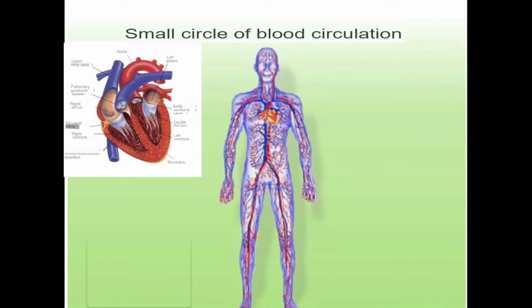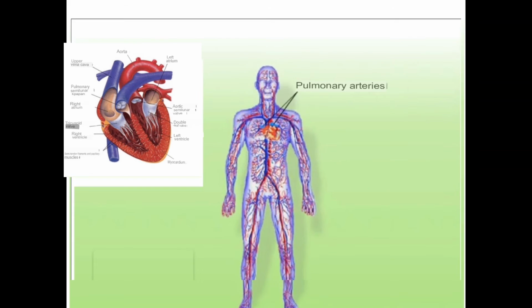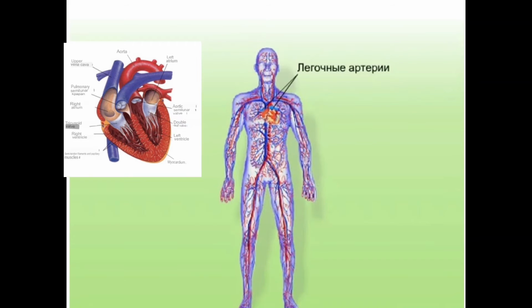The small circle of blood circulation begins in the right ventricle, from where the blood saturated with carbon dioxide enters the lungs for oxygenation. From the right ventricle, blood is directed into the pulmonary arteries, through which venous blood flows. Through the right pulmonary artery, blood moves to the right lung, and through the left, to the left lung. In the lungs, the pulmonary arteries branch out into many small capillaries.